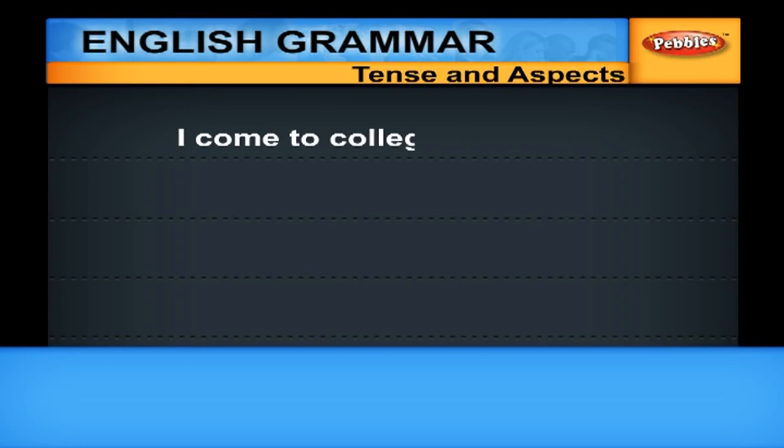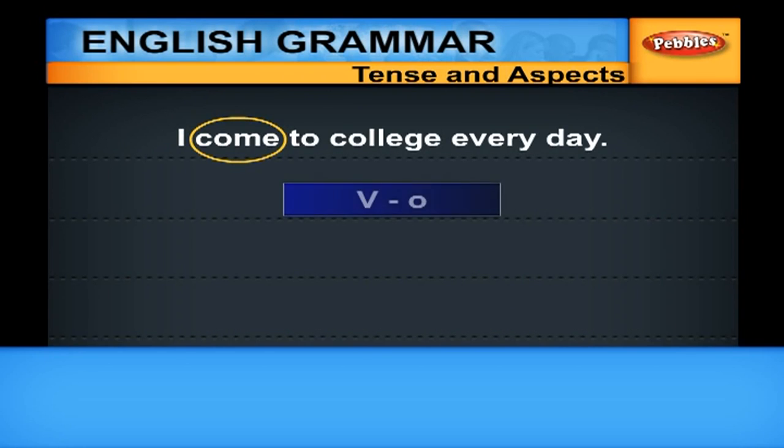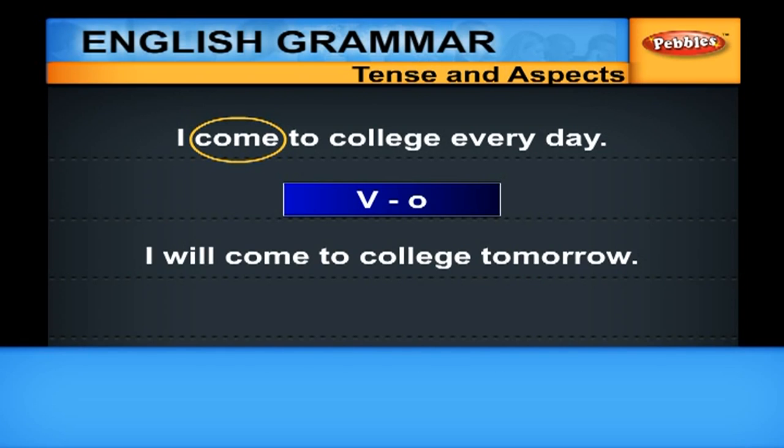I come to college every day. VO form. I will come to college tomorrow. Bare infinitive, where the verb come is preceded by will. This is how the lexical verbal items are used.